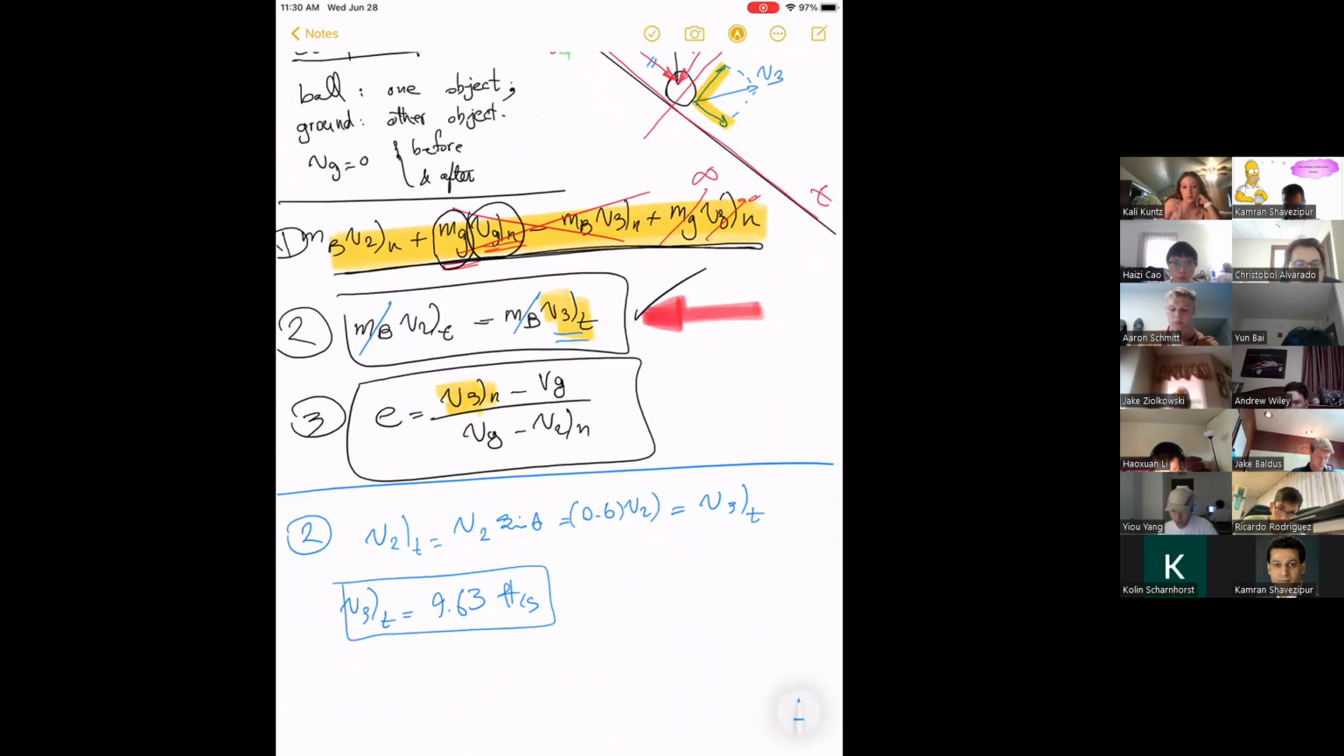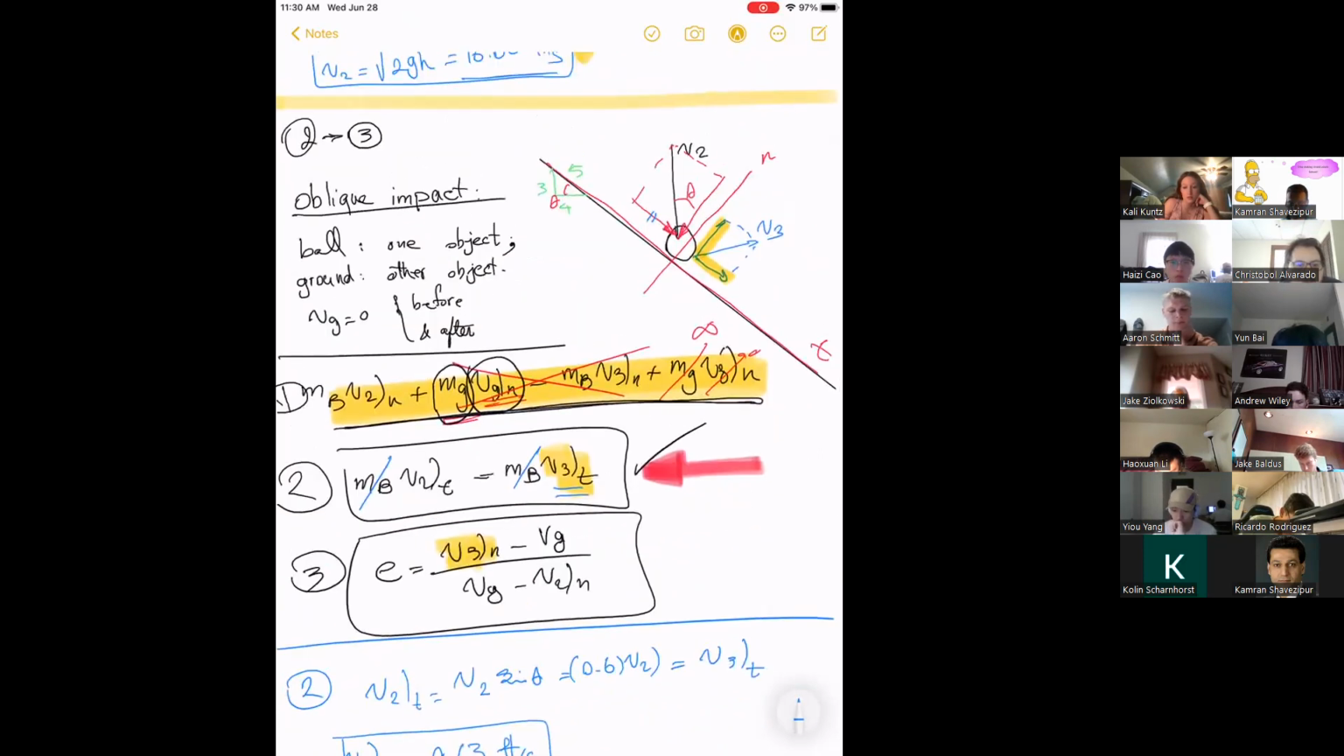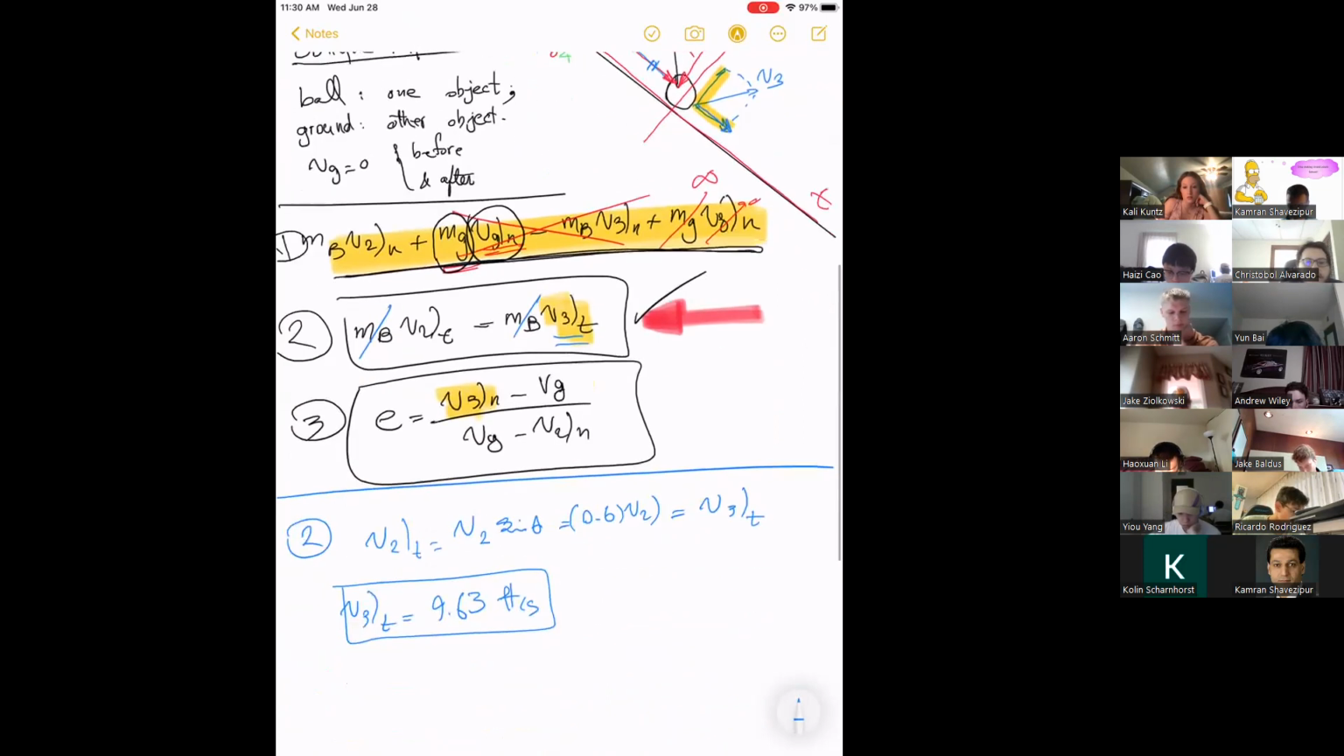Okay. Any question about this? We just project the velocity into the tangential direction and say this guy is the same. So we got that. Now, if we go to equation 3, as I said, the velocity of the ground is 0. So this is going to be 0, this is going to be 0, right? So what you get is this.